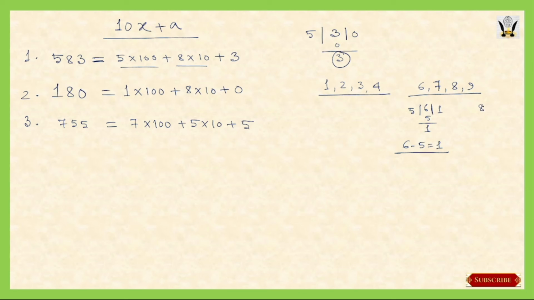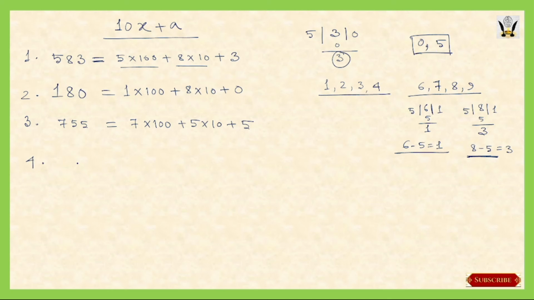Now if we divide 8 by 5, then the quotient will be 1 and the remainder will be 3. So 8 minus 5 is equal to 3. So from this list, which are greater than 5, if we choose any number and divide by 5, then the remainder will be the difference between that number and 5. Otherwise the remainder will be that number itself. And 0 and 5, we know these two numbers are divisible by 5. So if at units place we have these two digits, then no problem.